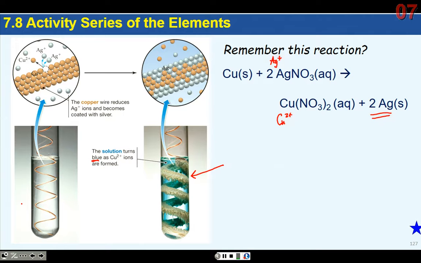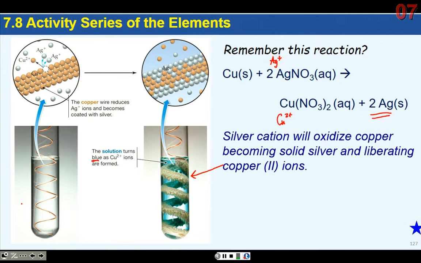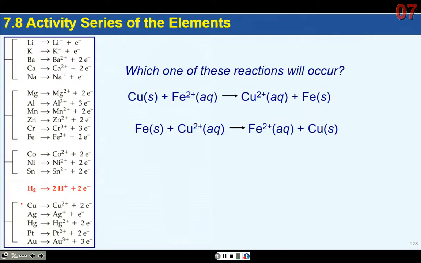All right, let's take another one. So the silver cation will oxidize the copper, becoming solid silver, and liberating copper 2 ions. Now, here's another comparison. Let's see, copper metal with iron ions versus iron with copper 2 ions. Which of these reactions will occur? So we've got to find them in the chart again. So copper is here and iron is here.